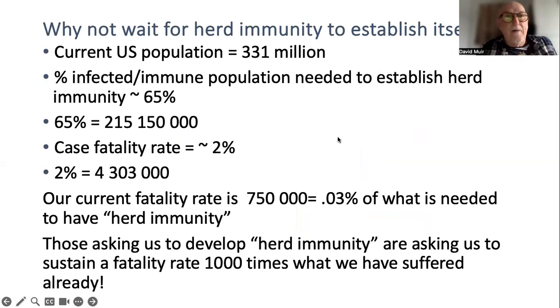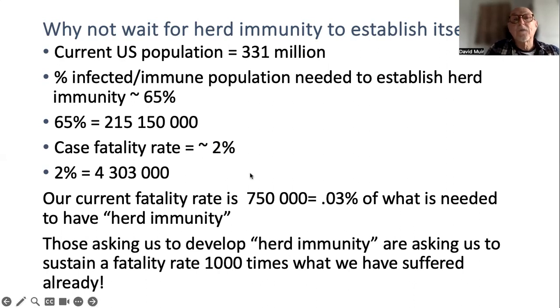Let's just look at the math. We've got 331 million people in the United States. We need 65% of those to be immune, to establish herd immunity against COVID-19. That is 215,150,000 people need to be immune. There's a big problem, and that is that the case fatality rate is around about 2%. That is around about 2% of people who acquire COVID-19 die as a result.